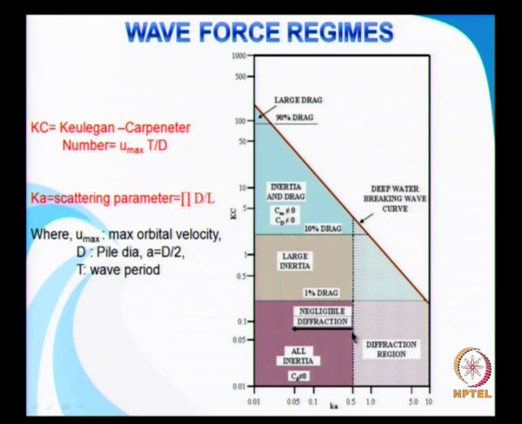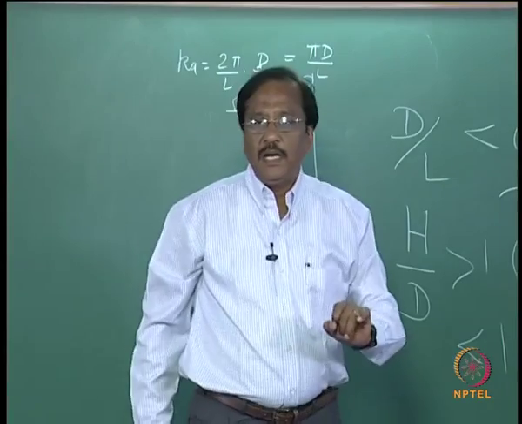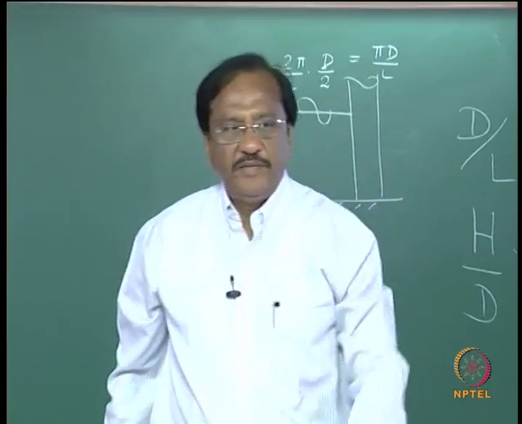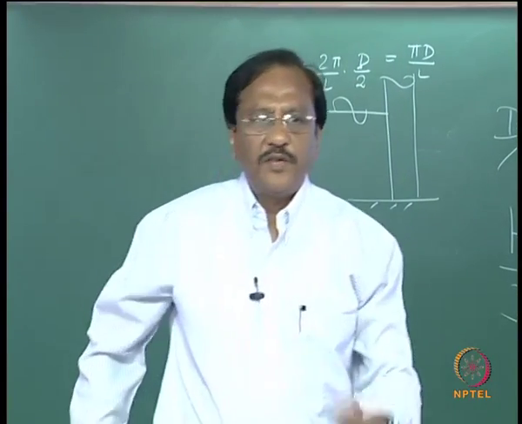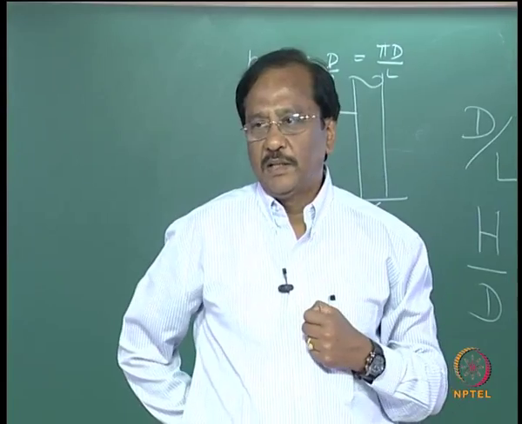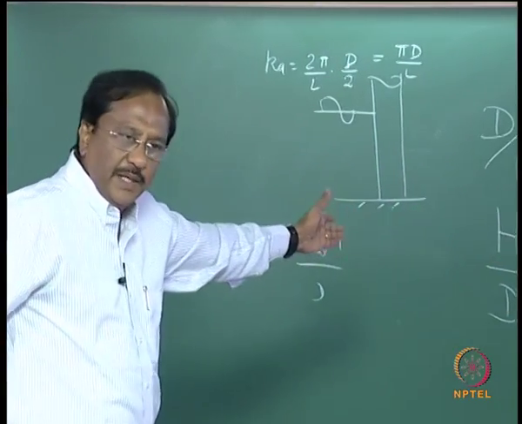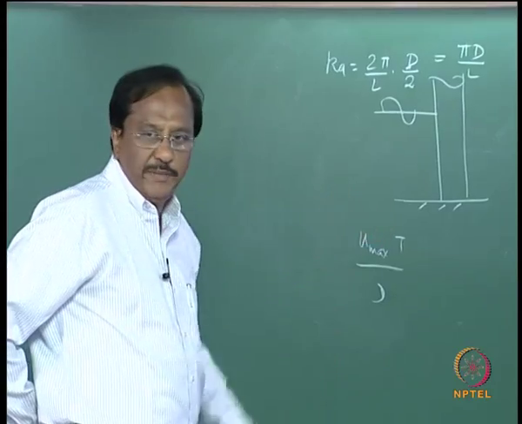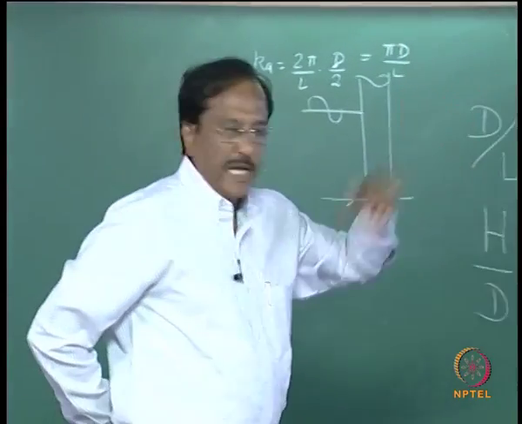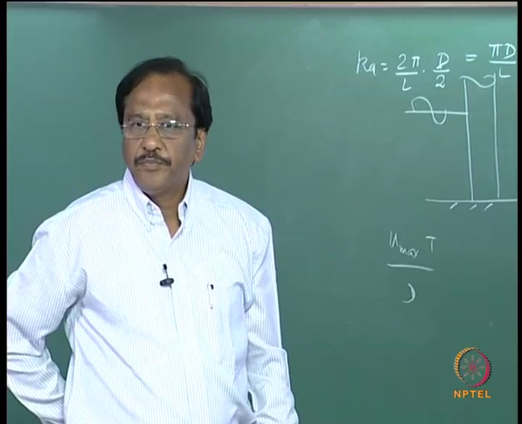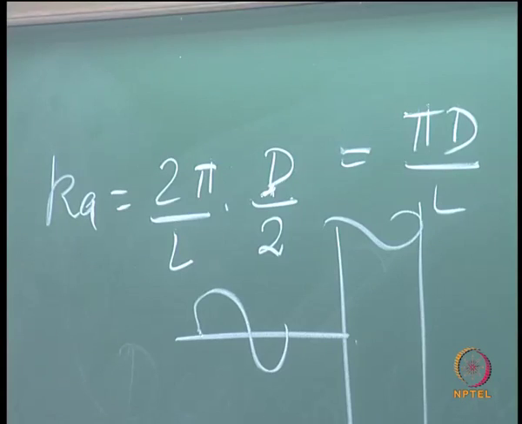For example, if you are given a structure and the wave characteristics, I mean if Ka and KC, if you are given a structure and the wave climate, what are you supposed to do? You are supposed to evaluate the parameters which we have seen right now, either these parameters as I have indicated or those parameters which are indicated there. This gives a very clear picture.